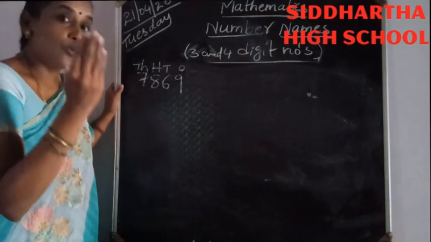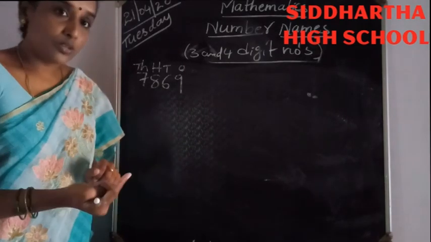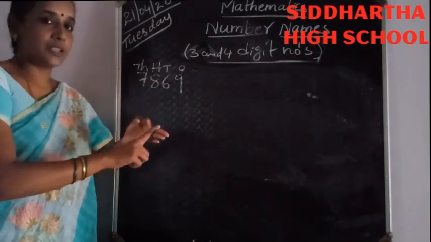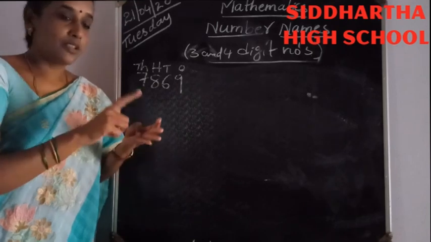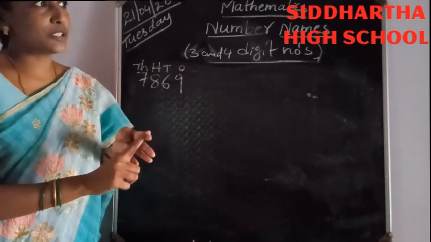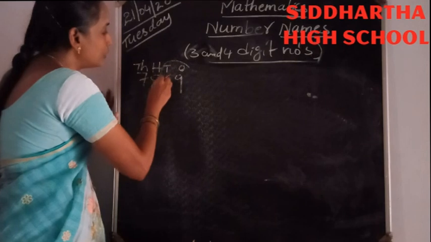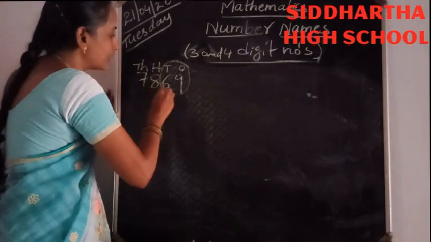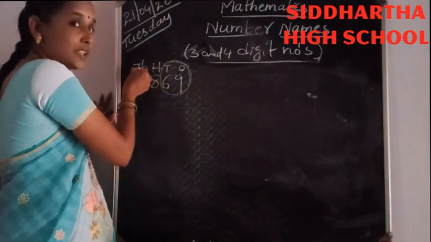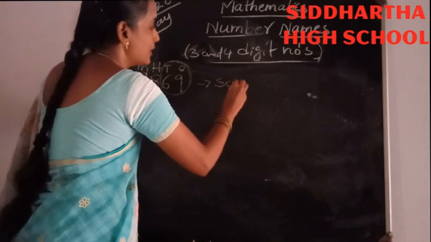A 4-digit number has 4 places. What are those places? Ones place, tens place, hundreds place and thousands place. Okay children. Now here I told first, don't separate this one. This is one group. Now here 7 in which place? Thousands place. 7 in thousands place.